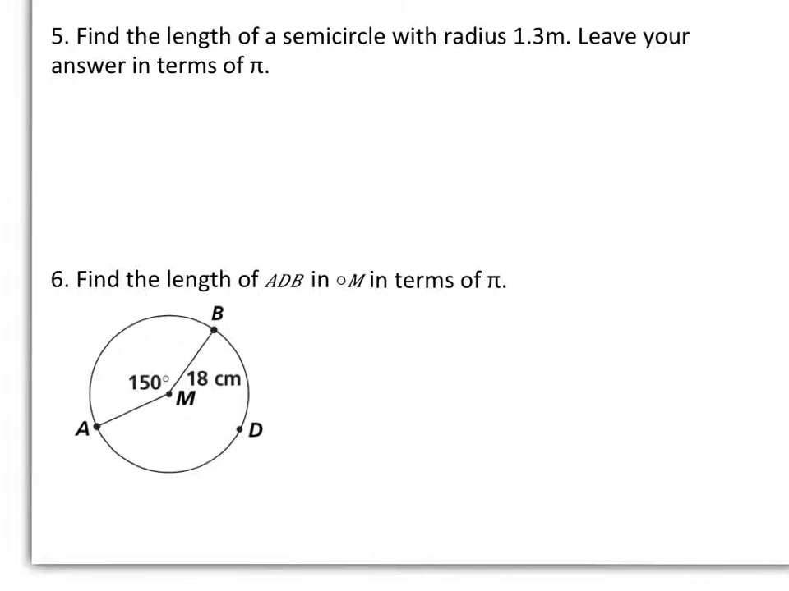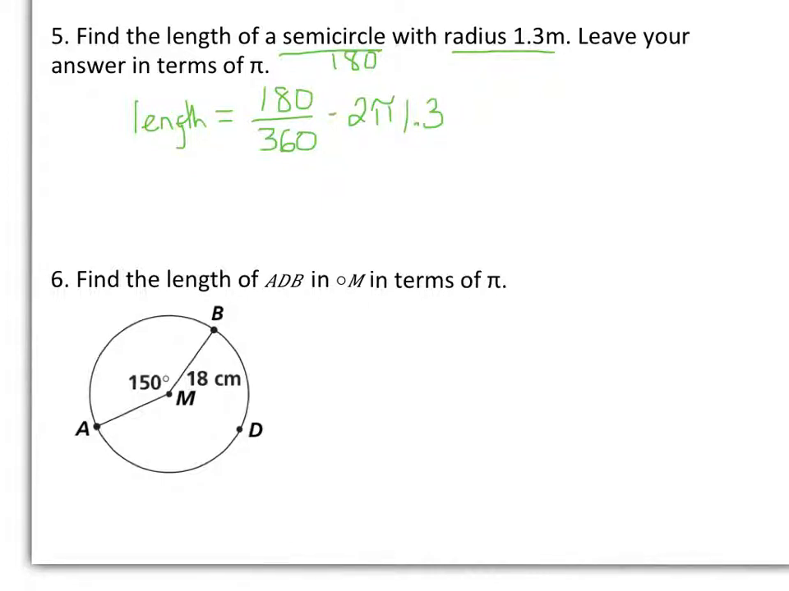In number 5, we want to find the length of a semicircle with radius 1.3 meters. And we're going to leave our answer in terms of pi. All right, so remember, for a semicircle, the arc measure is 180 degrees, and we are given our radius. So if we want to find the length of our arc, we take the measure of the arc, 180, divided by 360 times the circumference, 2 pi, and my radius is 1.3.